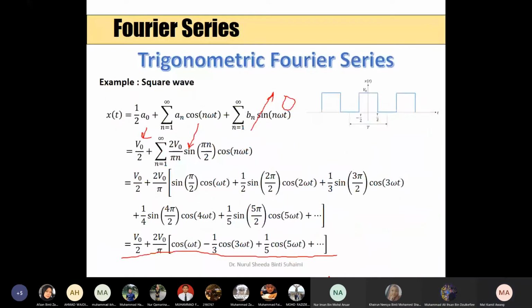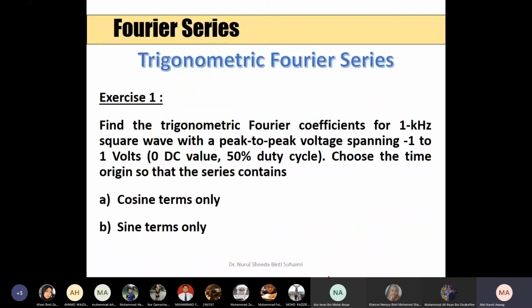So now another exercise. Find the trigonometric Fourier coefficient for a 1 kilohertz square wave with a peak-to-peak voltage spanning -1 to 1 volt, 0 DC value, and 50% duty cycle. Use the time origin so that the series contains cosine terms only. And another one is to have only sine terms. Okay, how are you going to solve this?